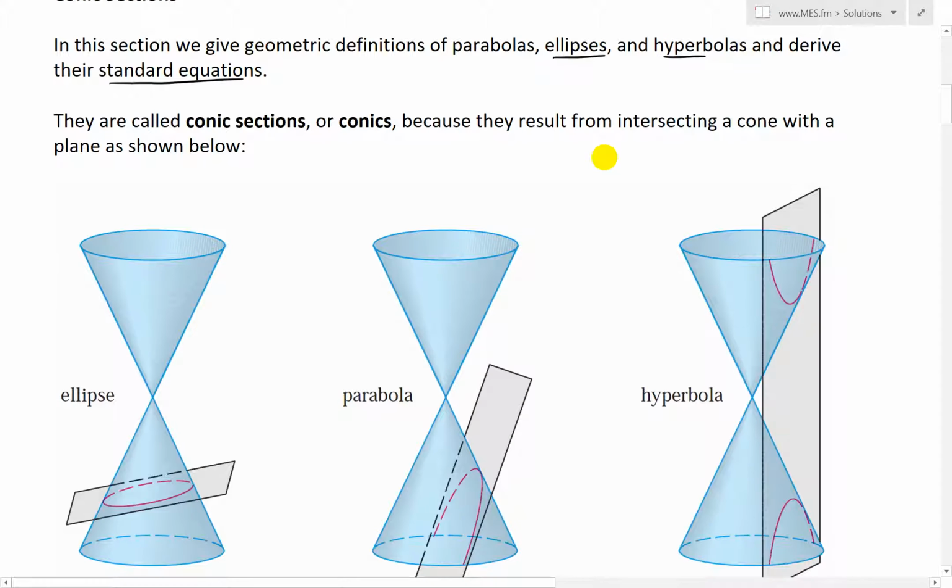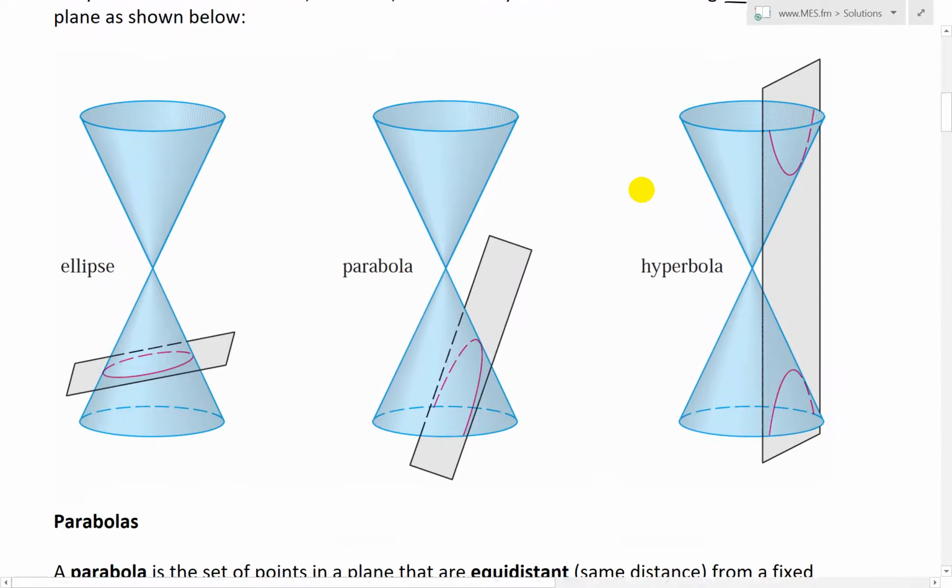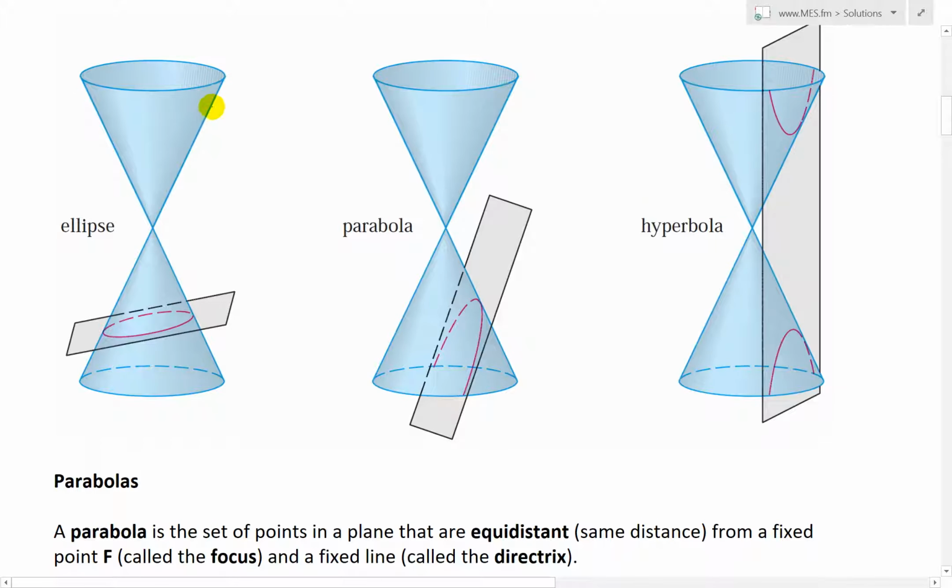They are called conic sections or conics because they result from intersecting a cone with a plane, as shown below. If you slice this kind of cone, a mirror image of two cones, with a plane on one of them that connects both sides of the top one, what we get is an ellipse. If you have it flat, it becomes a circle. And a parabola is when you slice at an angle so that it doesn't enclose itself like a circle.